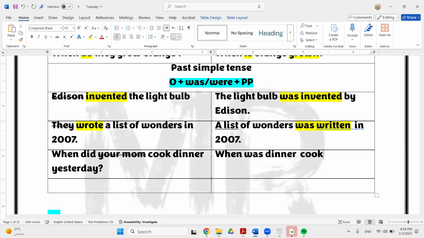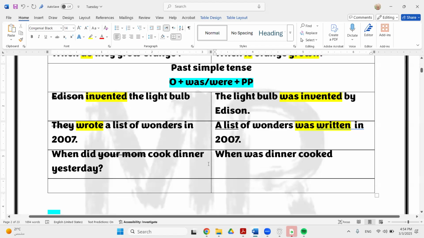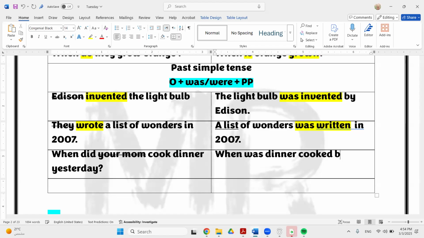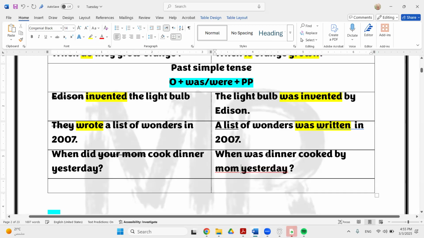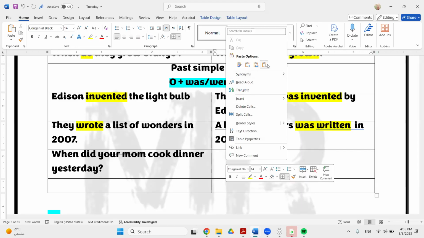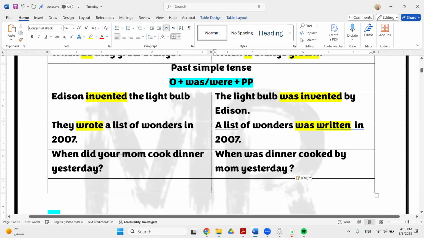When was dinner cooked? Yeah, when was dinner cooked by? ممكن تحطي subject بس تحطي by mom. When was dinner cooked by mom? Yesterday. انت عارفة ليه هنا استخدمت was cooked؟ لأن أنا هنا السبجكت اللي عندي dinner. I don't have mom. Can you repeat it again, please? ماشي. When was dinner cooked by mom? Good job. When was your dinner cooked by your mom yesterday?